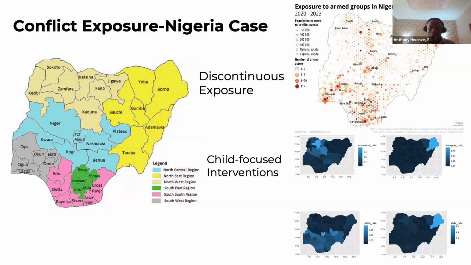And what do we do as Save the Children when we have this data? We want to implement youth empowerment programs, provide mental health and psychological support, support rehabilitation for affected individuals, and strengthen community-based child protection mechanisms. Let's look at the child-focused intervention, that is the second map.